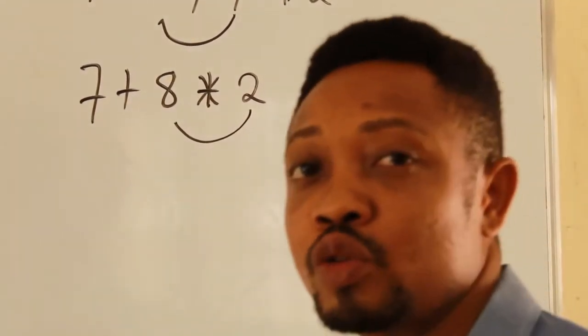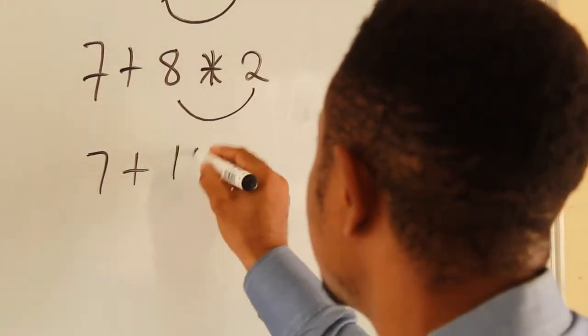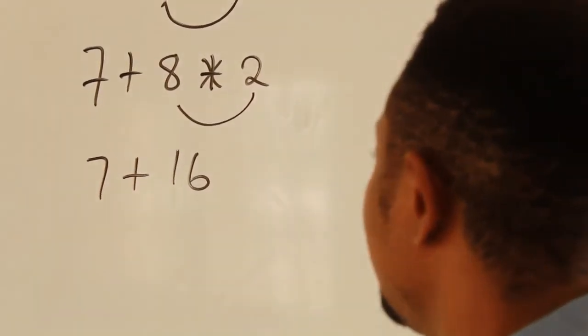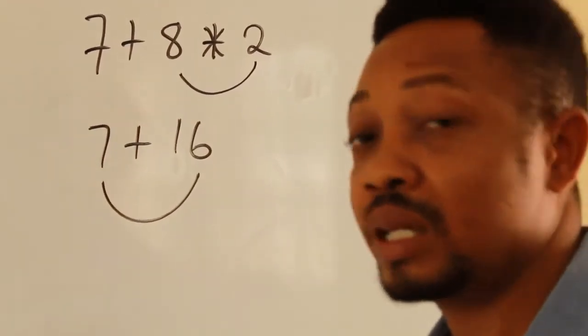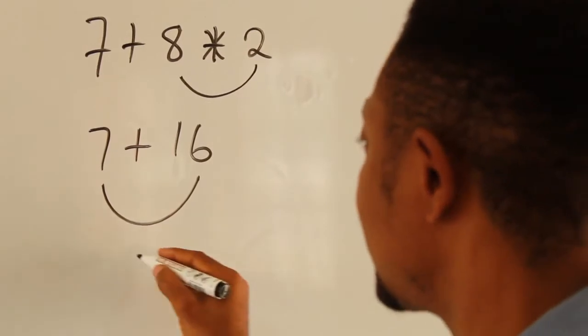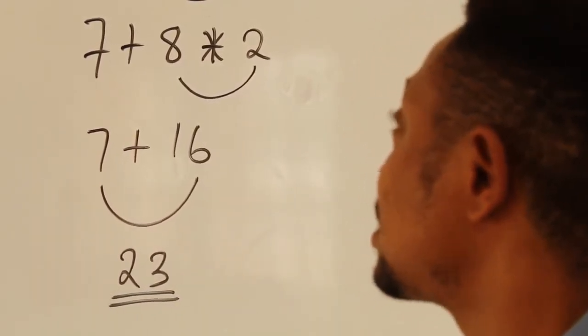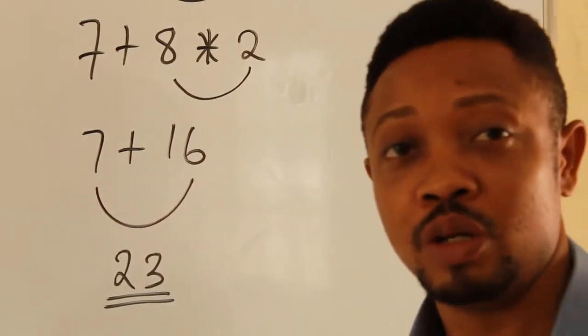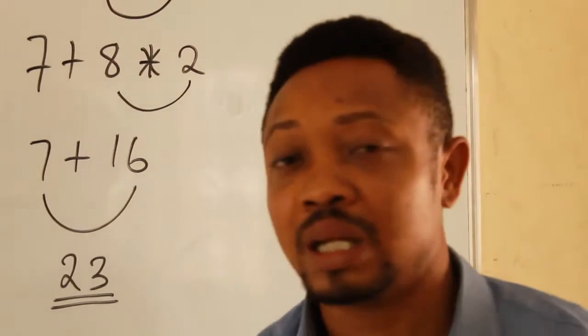The next is the multiplication. 8 multiplied by 2 is 16. So this is 7 plus 16. And then the last on the hierarchy is 7 plus 16, which is 23. So 23 is the answer to this expression. We have succeeded in using BEDMAS to evaluate that expression.